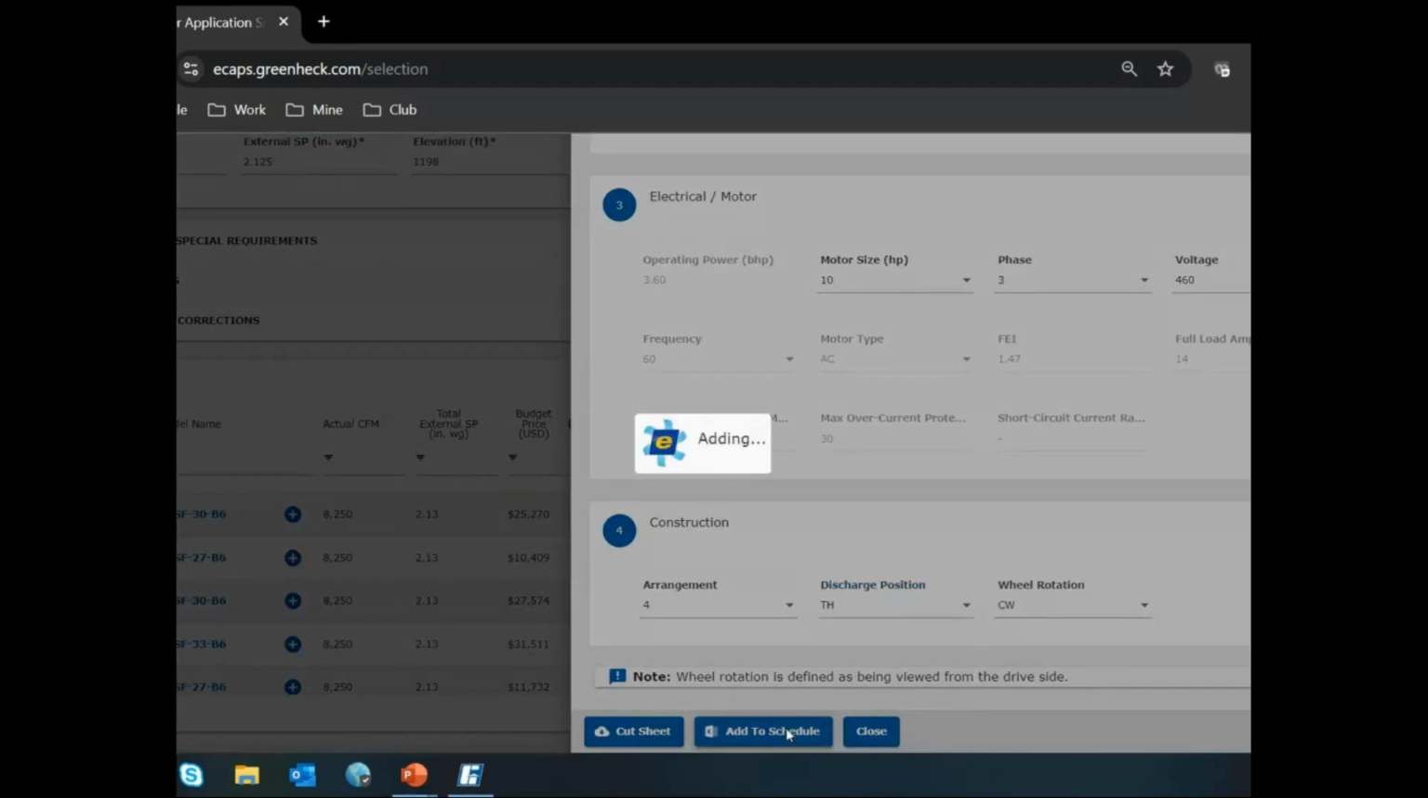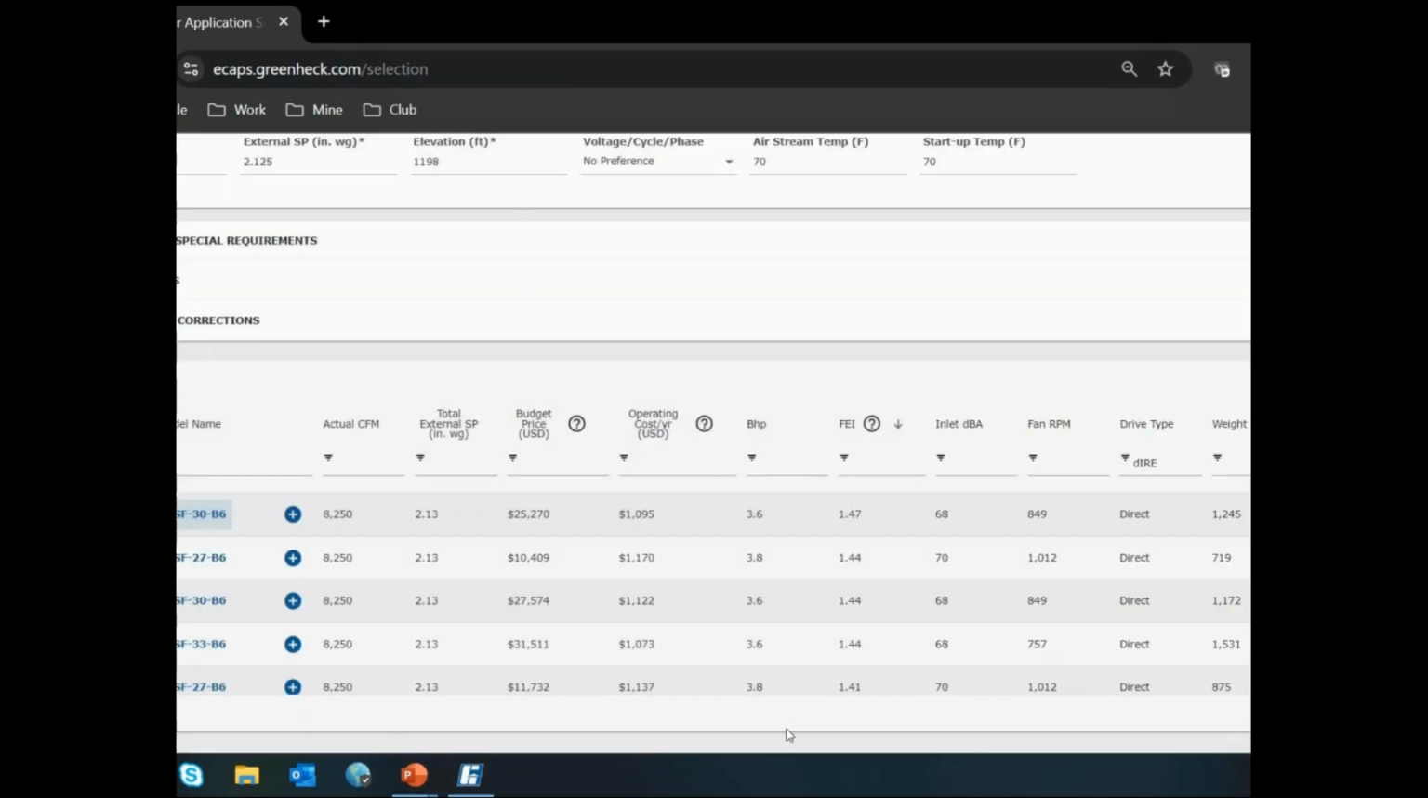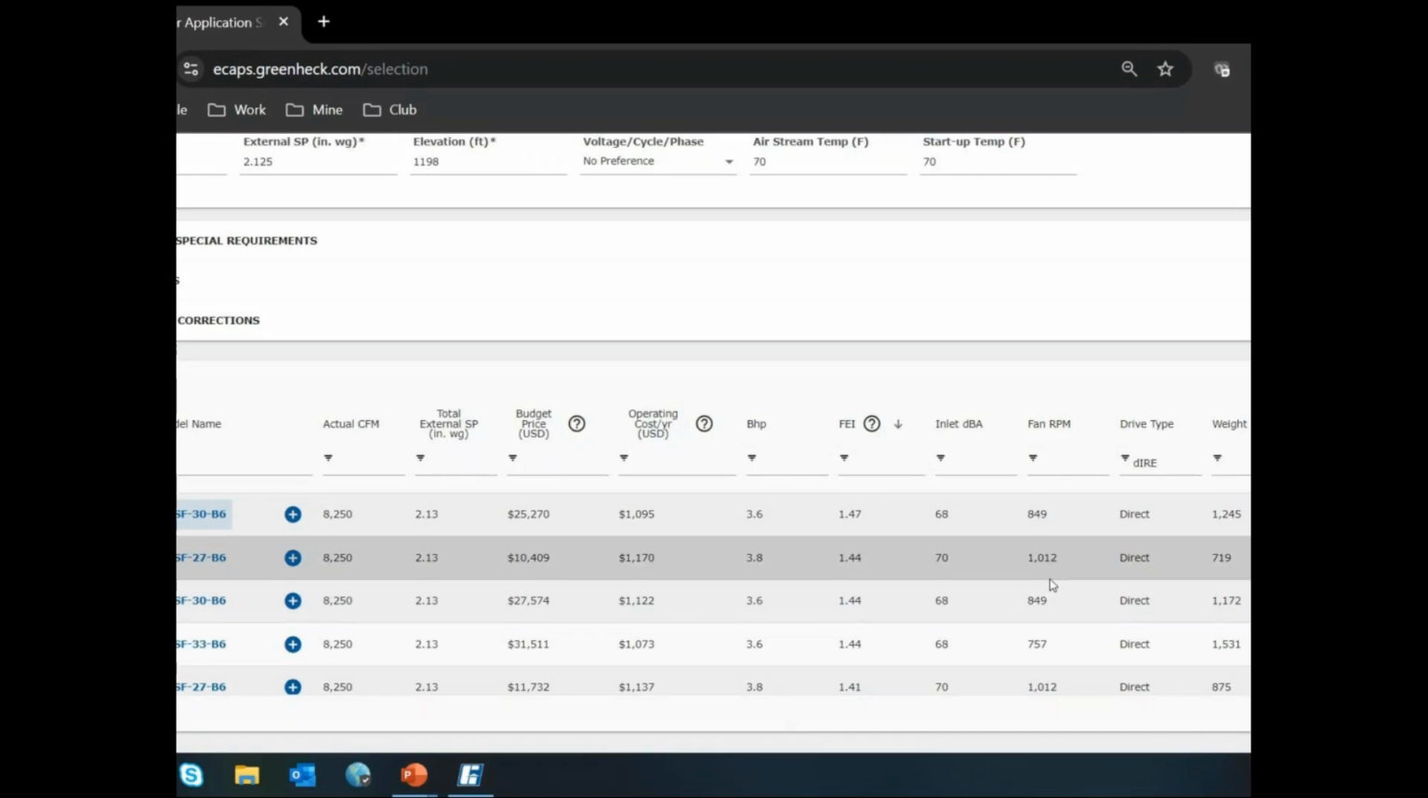All right, I'm going to hit add to schedule. For time's sake, I'm going to pause here and say, okay, we picked a downblast fan, we picked a blower. I showed you how to use different criteria to help me do my picks. Of course, I'm going to look at those fan curves and use those rules that we just went through to validate my selection.